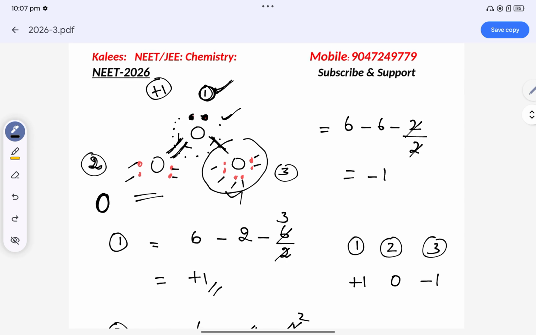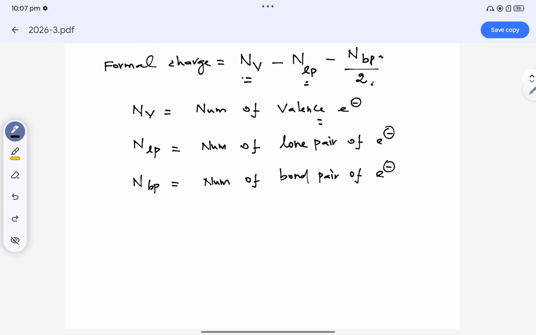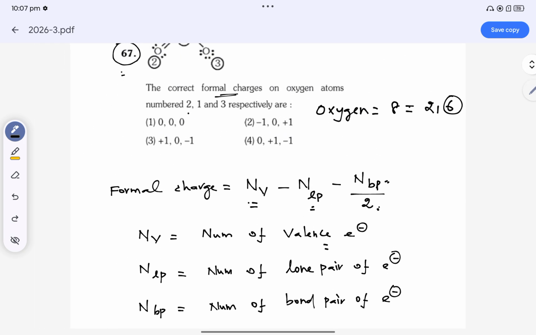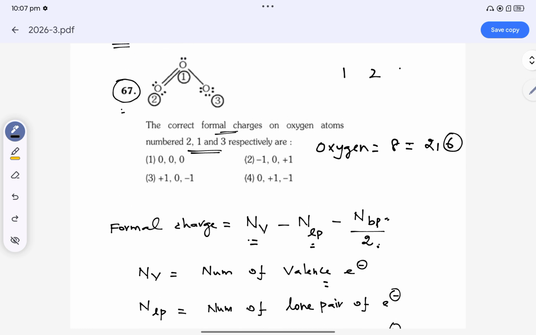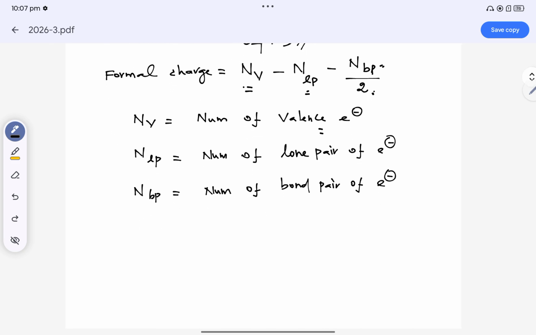But the options are given as 2, 1, 3. This is very important to note. They are asking for 2, 1, 3. On the basis of 1, 2, 3 we have plus 1, 0, minus 1. For 2, 1, 3 we have 0, plus 1, minus 1. So option 4 will be the correct answer. Okay, we go to discuss the next problem.